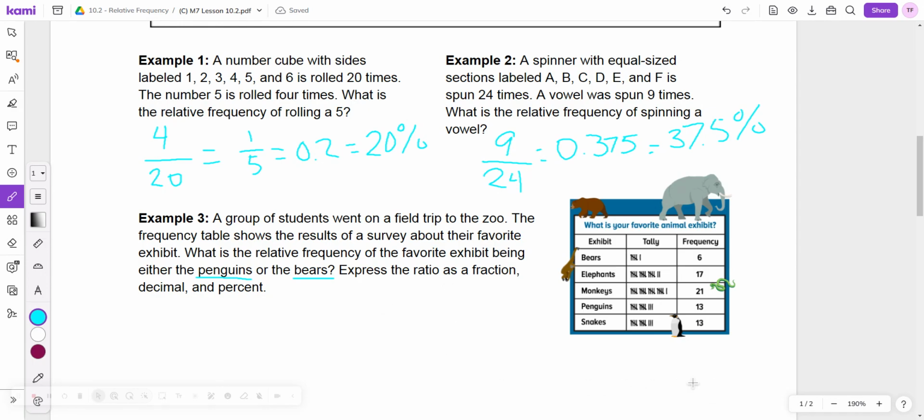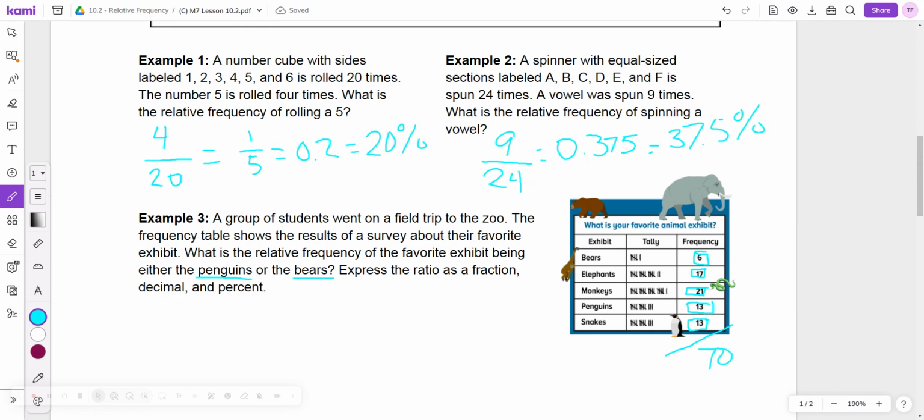Okay, so first off, we need to find out how many students went on the trip. In order to do that, we're going to add up the number of kids that said bears, the number of kids that said elephants, monkeys, penguins, and snakes. When I add all of those up, I get a total of 70 kids went on the trip.